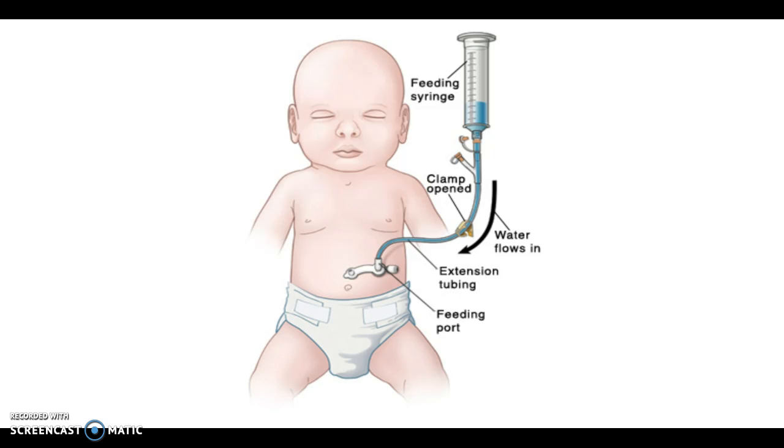Here's an example. So with the syringe, you would put the medication in there, hold it above the stomach, and this is the tube extension that goes into the G-tube.